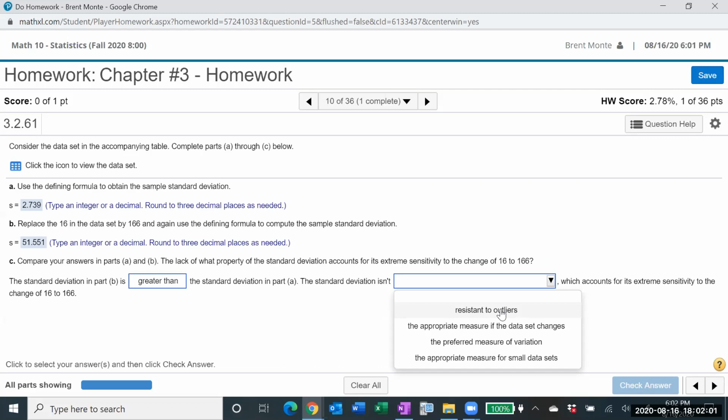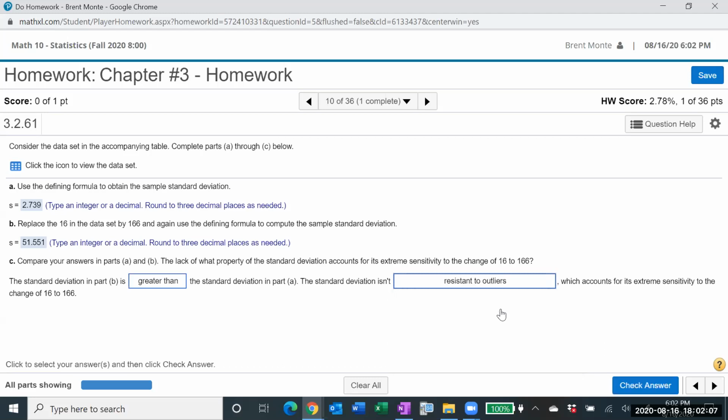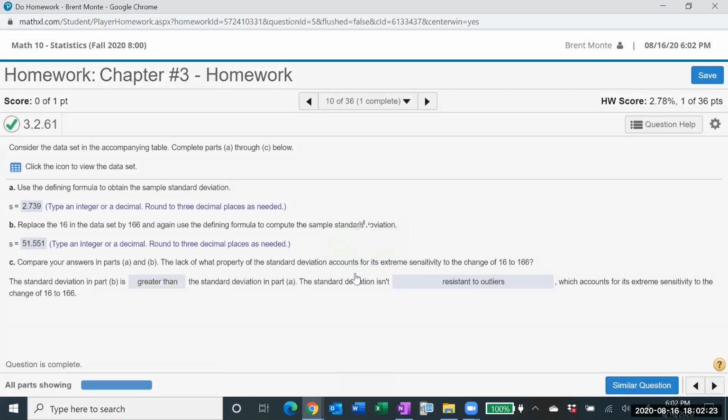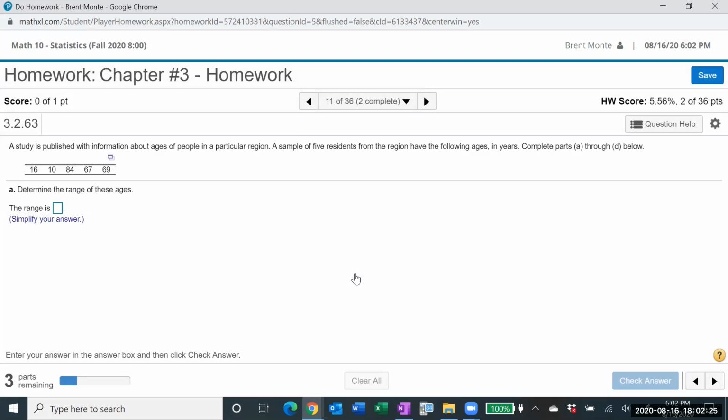An outlier is just a number that's far from the rest of the data, doesn't fit in with the rest of the data. Well, the 166 didn't fit in with the rest of those, which accounts for its extreme sensitivity to the change from 16 to 166. We will check that. We got the right answer again. Notice this time it says next question. So we're done with problem 10. We click on that, it'll take us to problem 11.